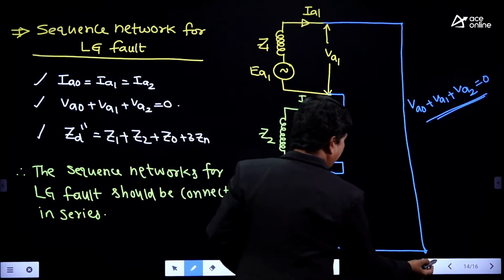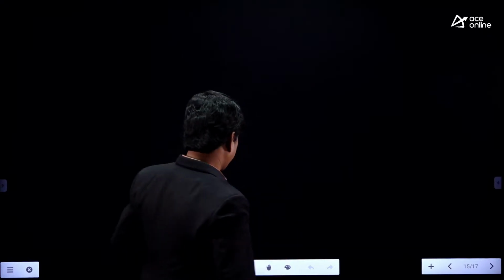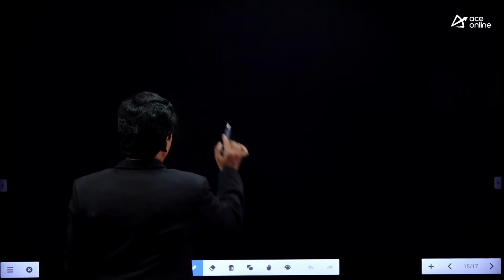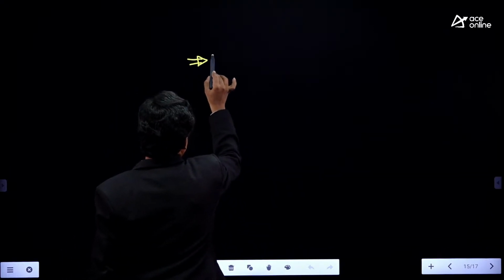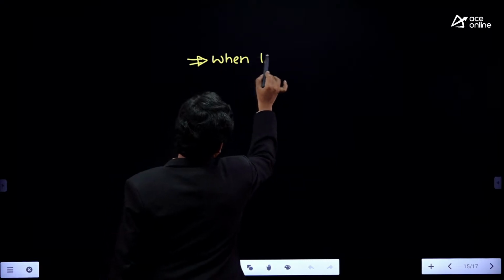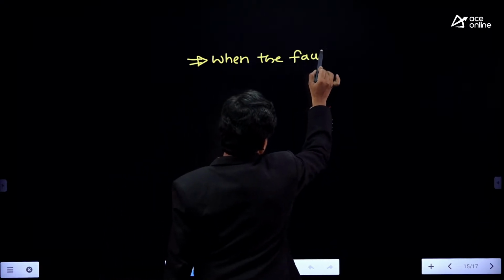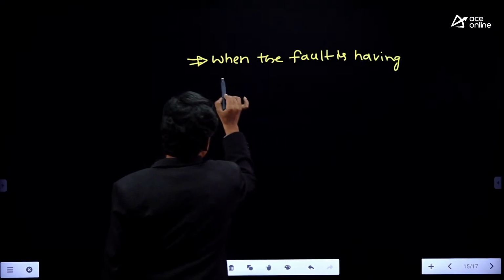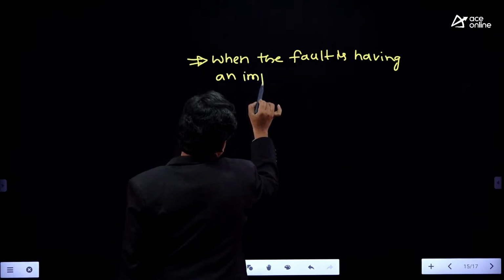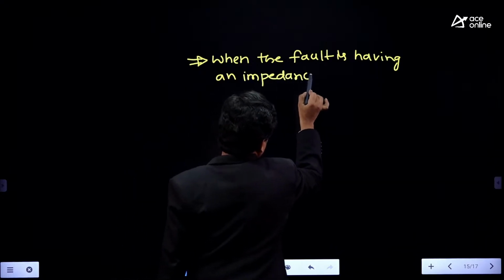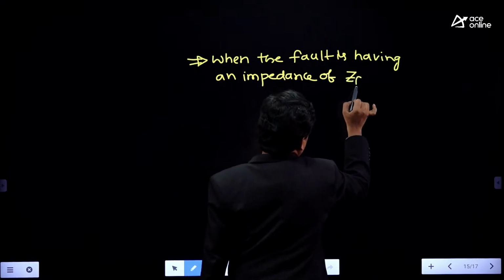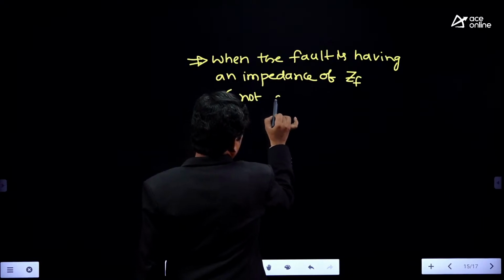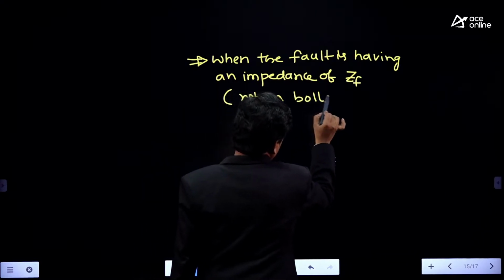Therefore, whenever we have a fault impedance, that means whenever the fault is not a bolted fault, right? When the fault has an impedance of ZF, fault impedance, you can write it as not a bolted fault or not a dead short circuit fault.